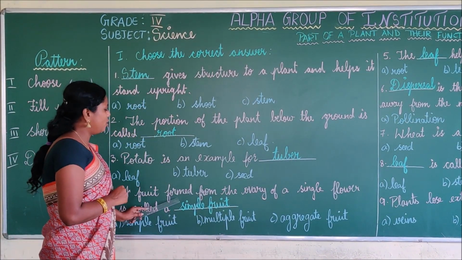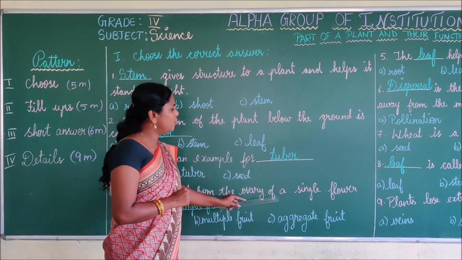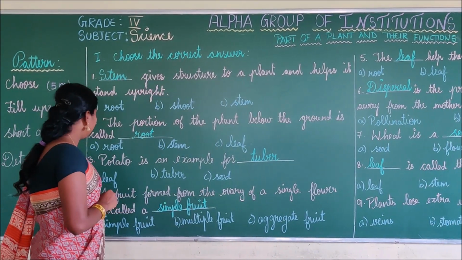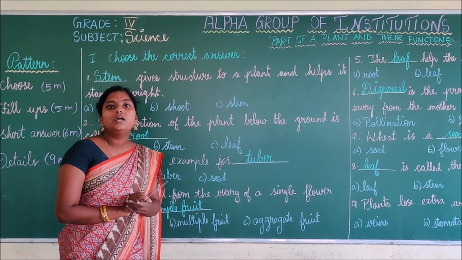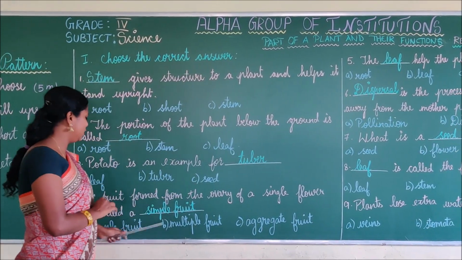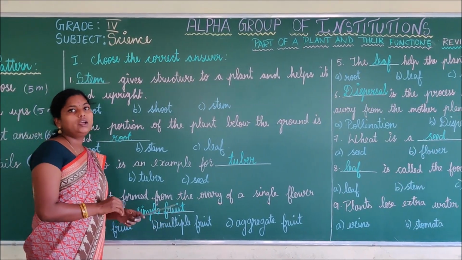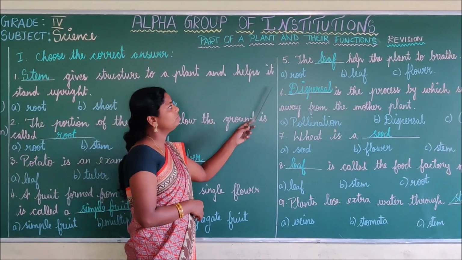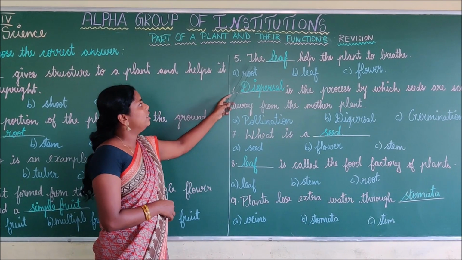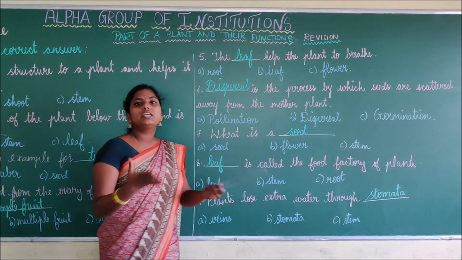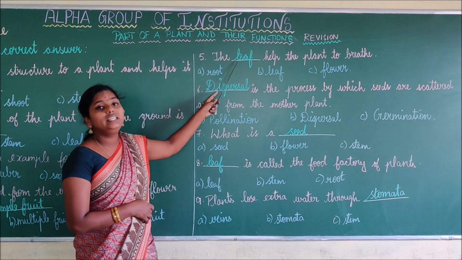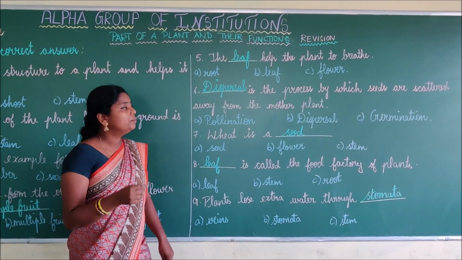A fruit formed from the ovary of a single flower is called a dash. There is only one ovary and one flower. So it is a simple fruit. And the next one, fifth one, the dash helps the plant to breathe. So which helps the plant to breathe? The leaves help the plant to breathe.